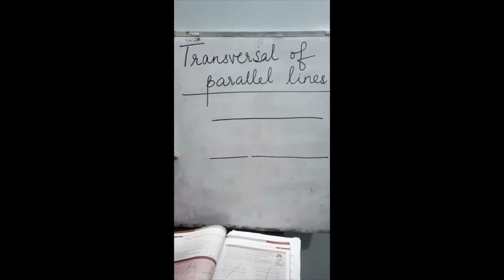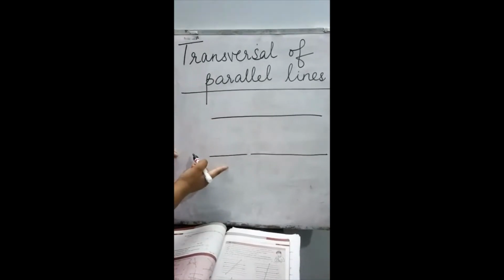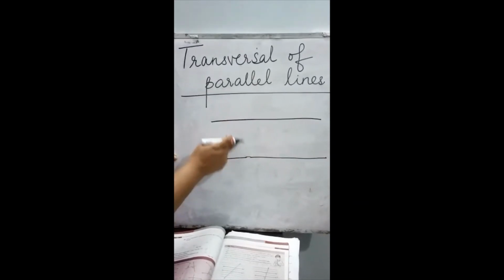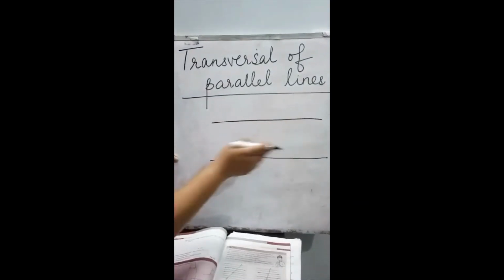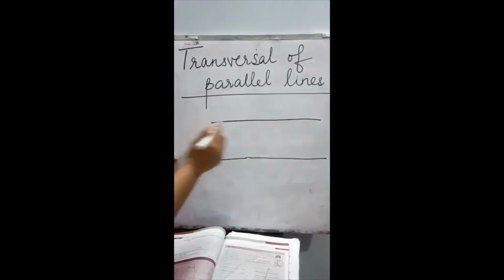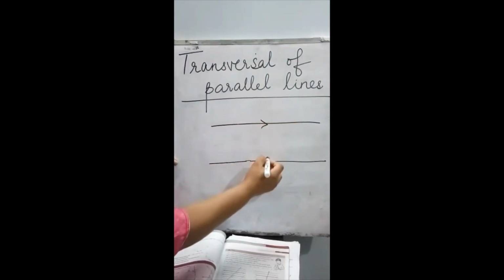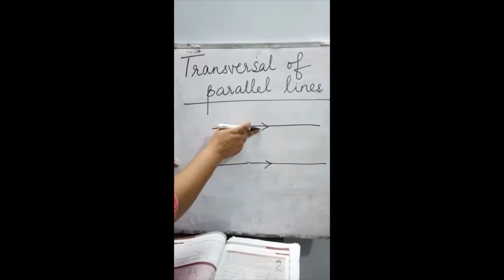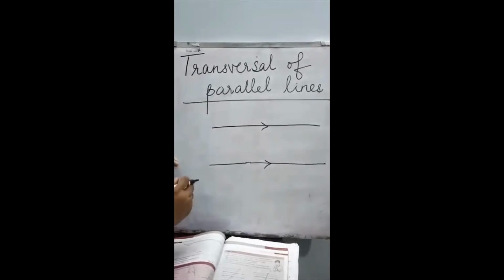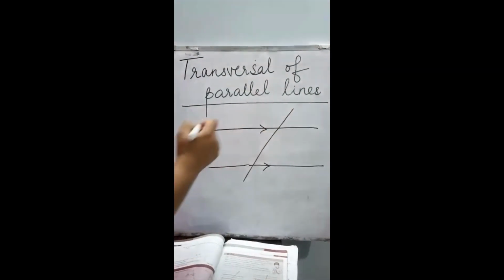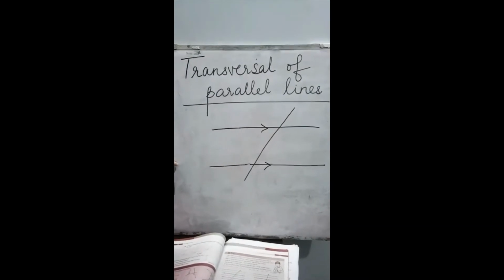The topic: transversal of parallel lines. Now two lines I have made over here. How can I come to know they are parallel lines? When the distance between the two lines everywhere is the same, then they are known as parallel lines, and parallel lines are shown by the symbol of an arrow on them. So these two lines are parallel. Now they are cut by a transversal. The cutting line is known as transversal.